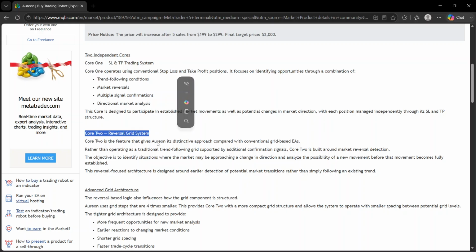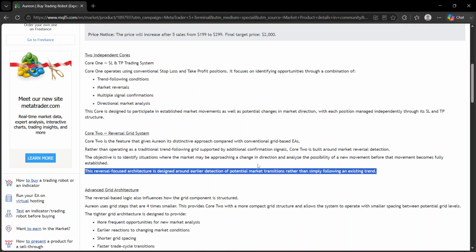Core 2 is the reversal grid system and they highlight it as different. It's a reversal based grid system, and instead of the usual trend following grid with confirmation filters, this one is built around detecting potential market reversals early, trying to catch situations where the market might be about to change direction before that move is fully established.